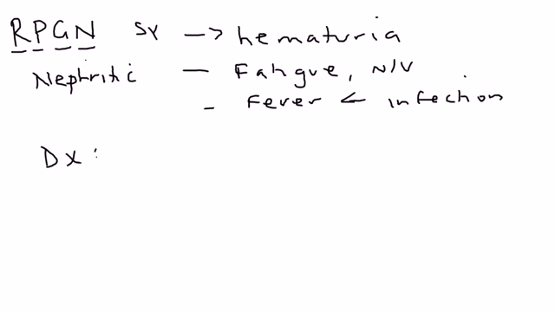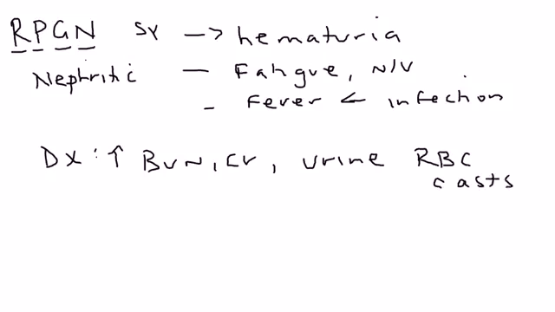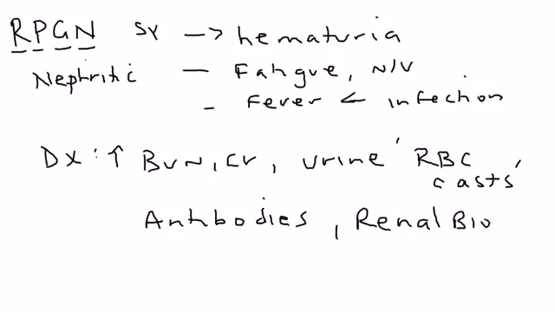Diagnosis: well, like any kidney disorder, you do the BUN creatinine, that will be high. You check the urine for red blood cells and red blood cell casts. It's very important. You do blood tests that can detect those antibodies that are actually causing the glomerular damage. And then the most specific test is, of course, the biopsy.